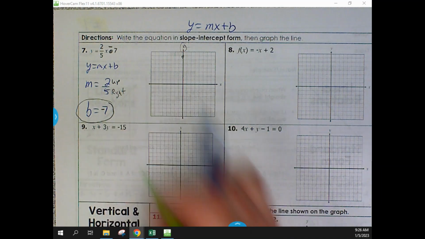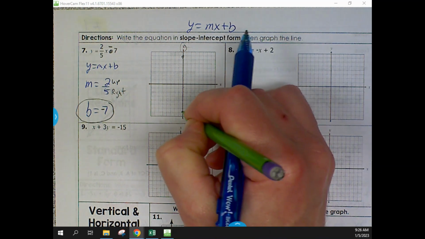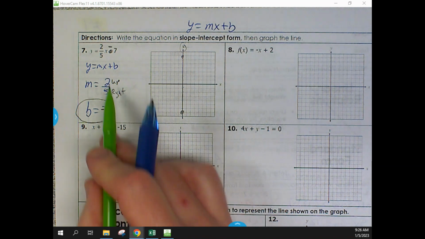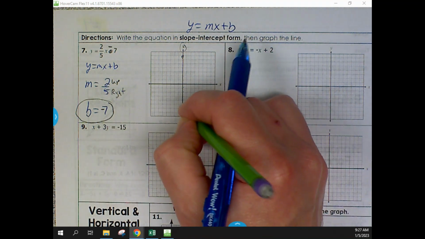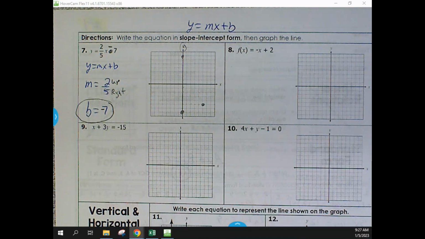Okay, so now we're going to begin at -7. So that should put us right there. And then again, since it's positive, we're going to go up 2 and then over 5. So up 2 and over 1, 2, 3, 4, 5. Should put you there. And then just connect your dots.